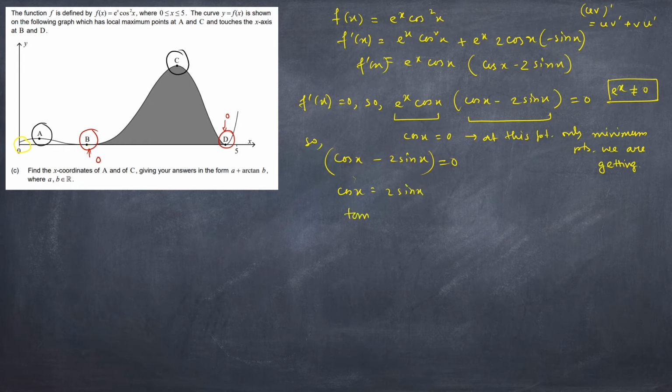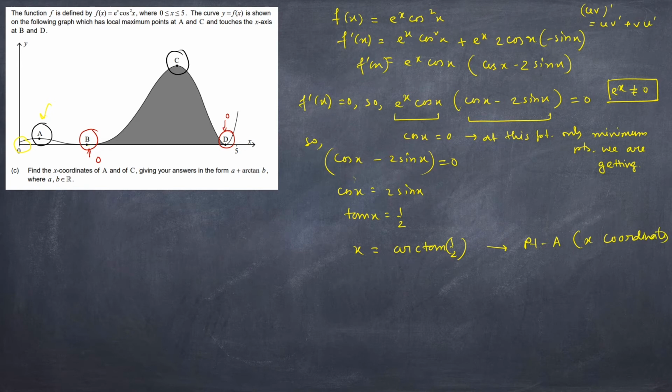Or we can write tan x equals half. So from here we can write x equals arctan half. So the first point we got, x equals arctan half, is this point. So this is the point A x coordinate.